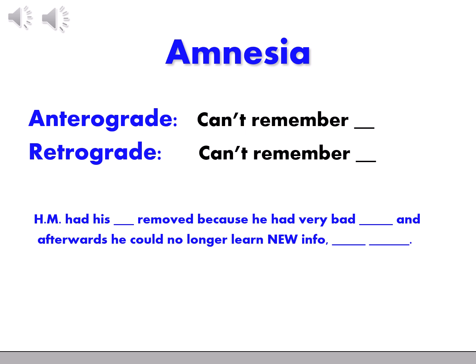So next, when that settles, consider the example of HM, whom we discussed earlier in the course, and see if you can fill in those four blanks associated with the question. Unfortunately for HM, he had a brain structure that was regularly short-circuiting, resulting in many seizures every day. So he had his hippocampus removed because of his bad epilepsy, or bad seizures. And afterwards, he could no longer learn the new stuff.